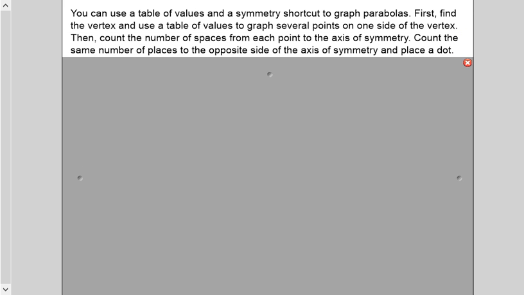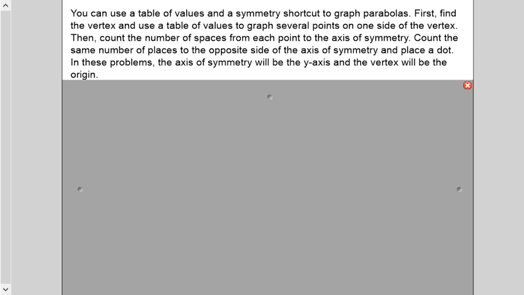Next topic, new stuff. You can use a table of values and a symmetry shortcut to graph parabolas. In the past, we used tables of values, XY tables. We picked a whole bunch of X's, plugged them in, figured out what the Y's were that went with them, and graphed those ordered pairs. The good thing about a parabola is you can get away with only graphing half of it with a table of values. So the steps that we need to follow: first, find the vertex and use a table of values to graph only several points on one side of the vertex.